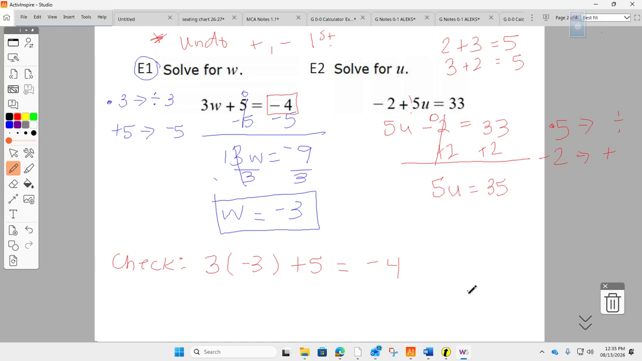Caitlin, what do I do next? Perfect. So now I know that simplifies to 1u. Now I know that u equals 7. Your homework should look like this. I should see a step-by-step process, and then at the end you should box your answer. Okay? Any questions on examples 1 and 2?